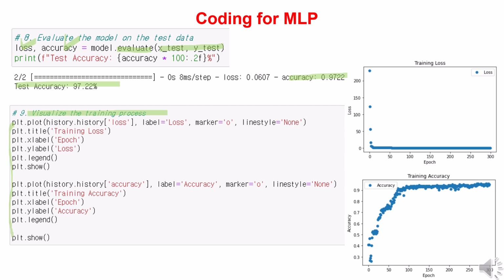training in a graph. As you can see here, the history variable stores the model's loss and accuracy values. By plotting these values, we can see that the loss decreases and gets close to 0, while the accuracy increases above 0.9 during the training process.